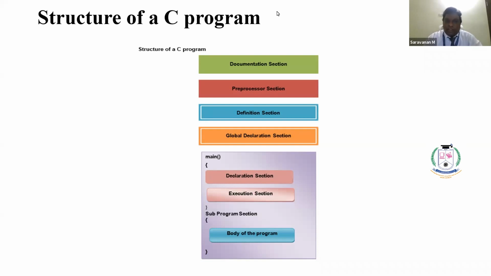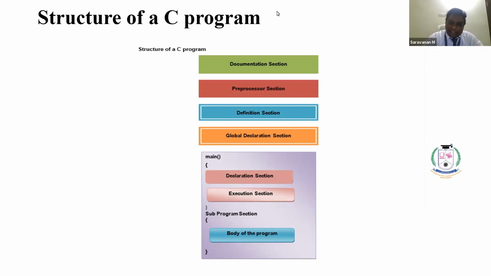Then the preprocessor section is where you include what the particular program needs. And you have the definition section where you declare your global variables. Then you have the main. Main is the first function of the program, where you tell the compiler that main is the starting line of this particular program.